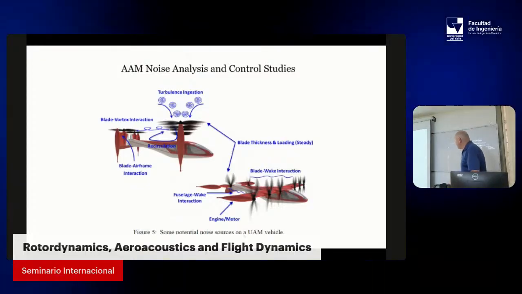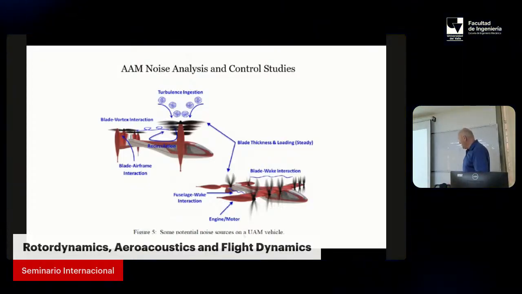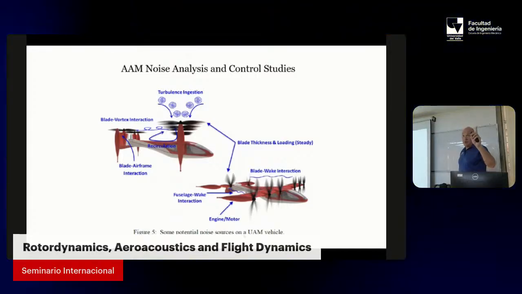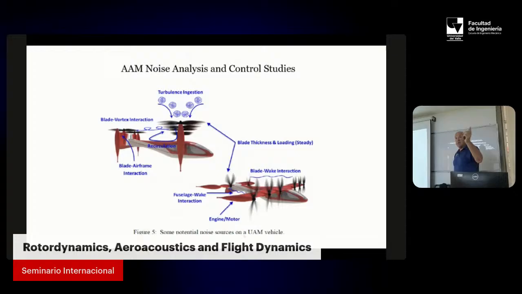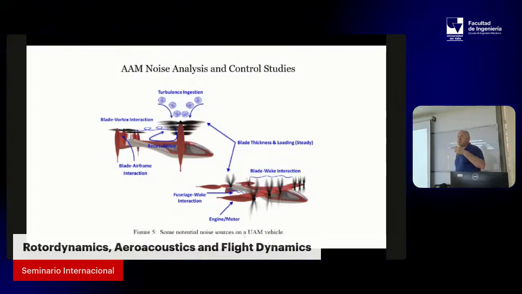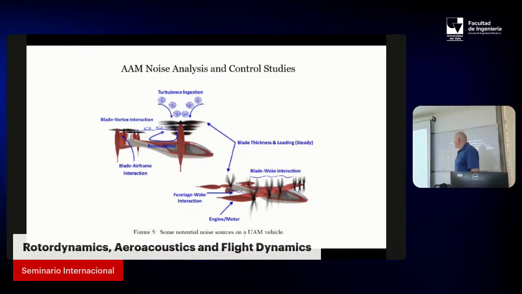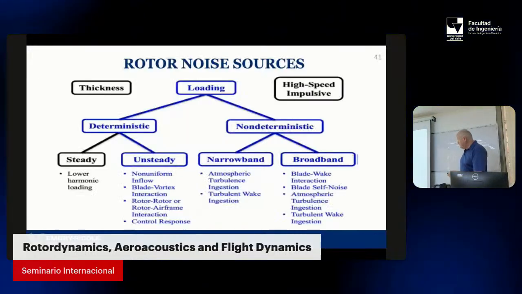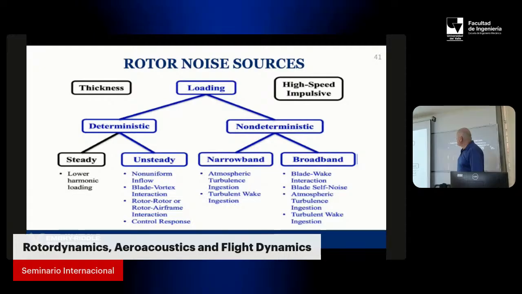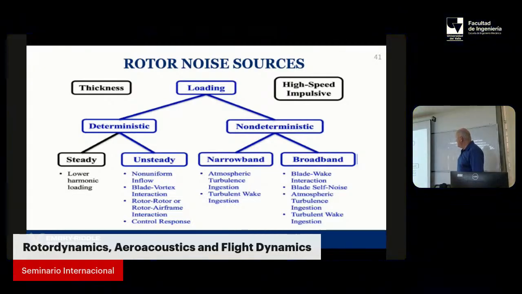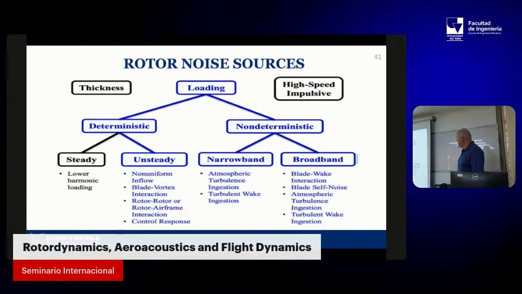So there's turbulence injection, blade vortex interaction, blade wake interaction, and then also the self noise, which the rotors and blades produce themselves. Self noise is the shedding from the boundary layer, the edge, and yeah, a lot of things. You see all these things come into this diagram: thickness, loading, high speed impulsive, steady, unsteady, narrowband, broadband.